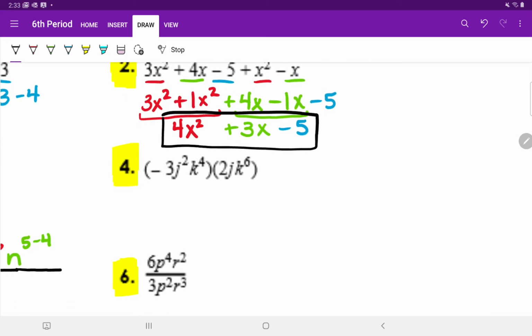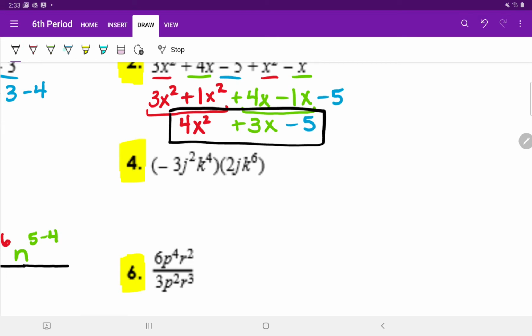For problem 4, this is all multiplication. So I'm going to rewrite all of the different pieces of this multiplication, but in an order that helps me see what I can multiply to what. So first I'm going to put the negative 3 times the 2, and then I'm going to write the j squared times the j, and then finally I'm going to follow it up with the k to the 4th times k to the 6th. So I've just grouped things by their bases.